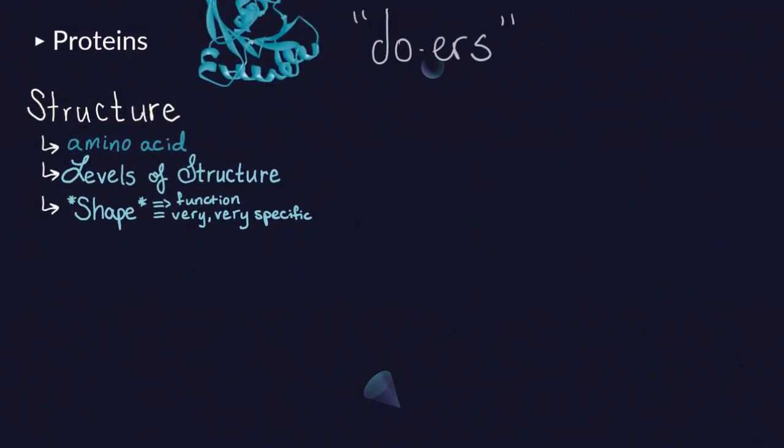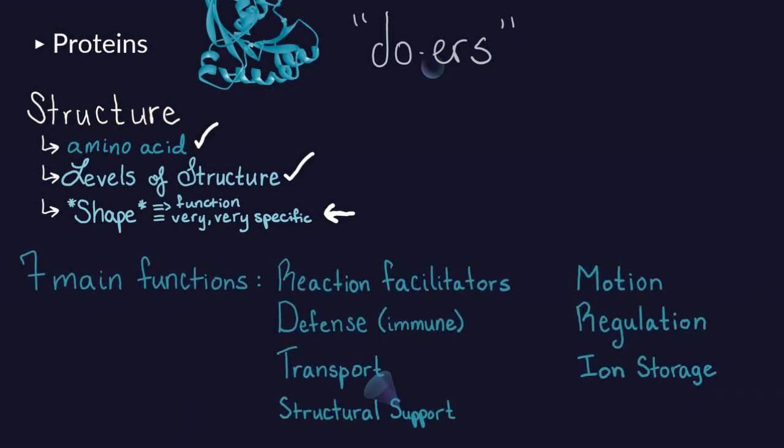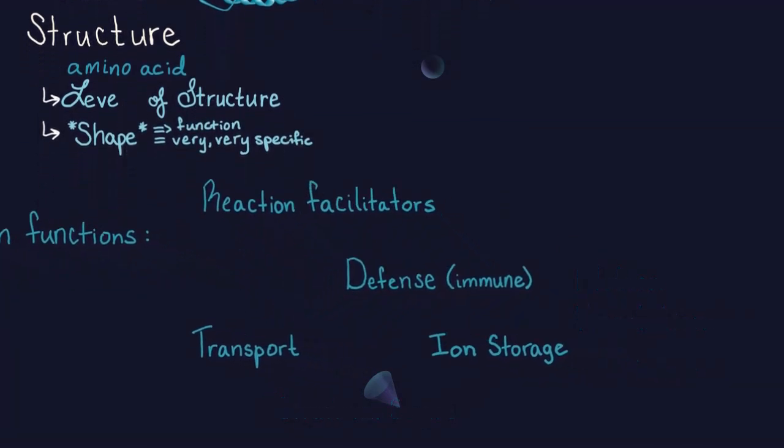Make sense? So circling back to here, feels like a bit, right? We're back. We've now gone over amino acids. We've gone over levels of structure. Now we're going to go back into how shape is so integral to function. To do this, let's look back at what the main functions of proteins are, and then look at just a few examples for why structure is so important to function.